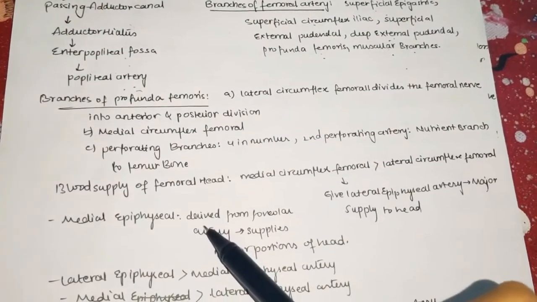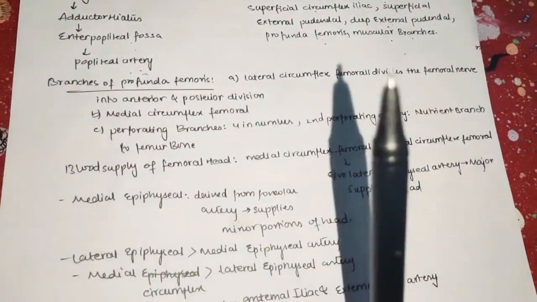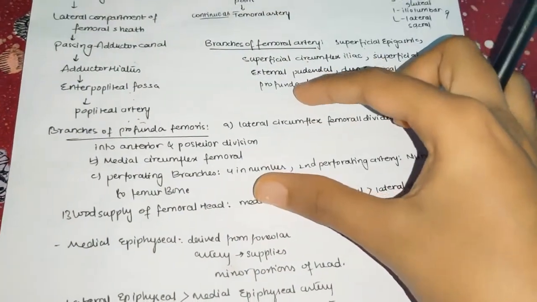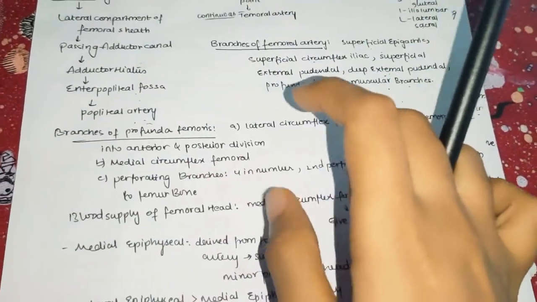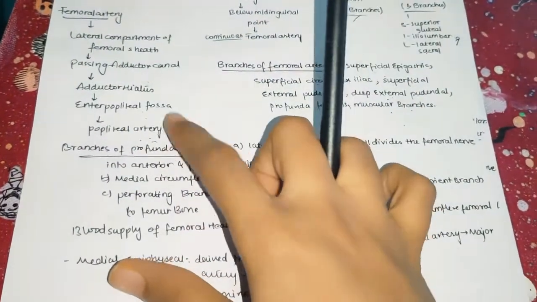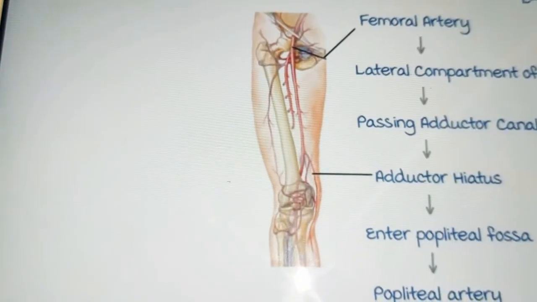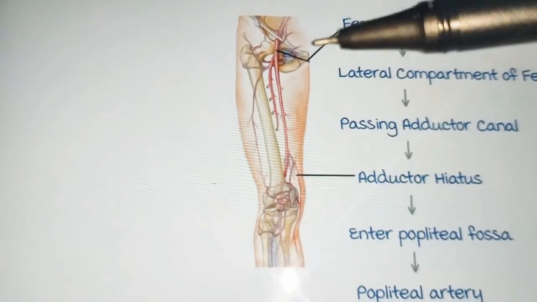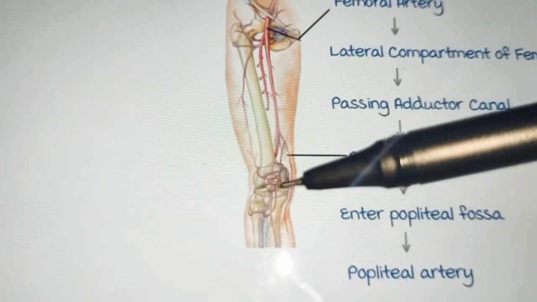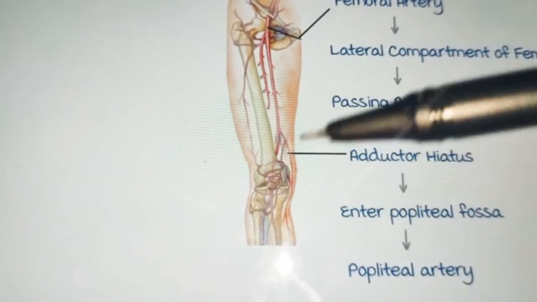What is the blood supply of the femoral head? This is an important question. Before seeing this, let us see this diagram. What I have said, the branches of the profunda femoris artery, and how the femoral artery is passing by all these things. In this diagram you can clearly see this is the femoral artery, right? It is passing by means of the adductor hiatus, entering the popliteal fossa on the back side and continuing as the popliteal artery.